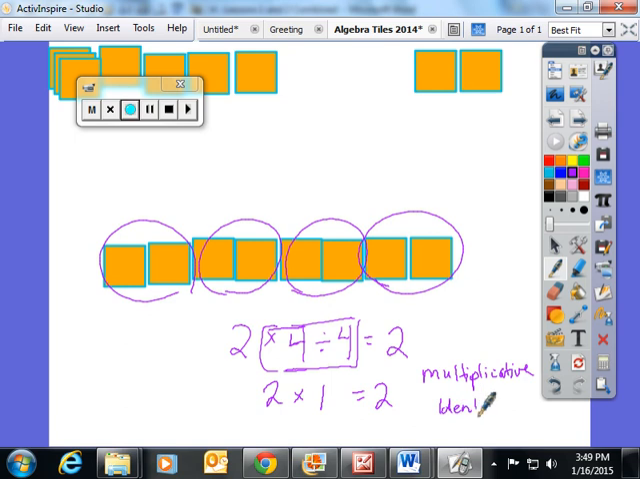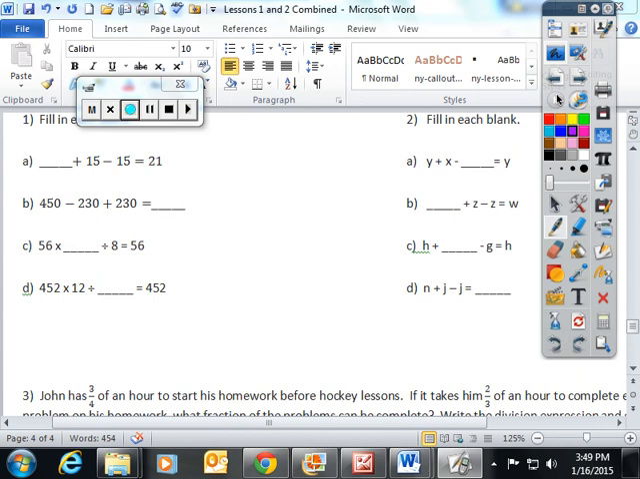Let me show you some examples that they had to do for homework tonight with this identity. 56 times what number divided by 8 gives you 56? Well, if you're going to divide by 8, you have to do the opposite. So they're canceling. So you're left with 56. Same here, 452 times 12 divided by 12 gives you 452. And that was the sum of our start of algebra today.